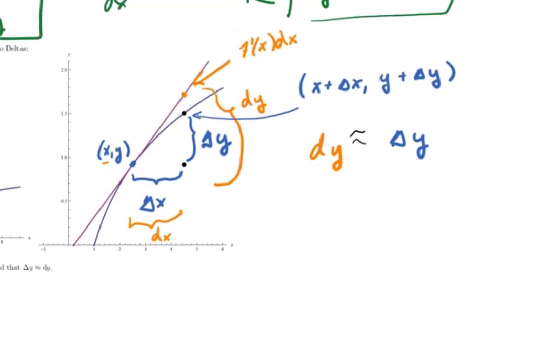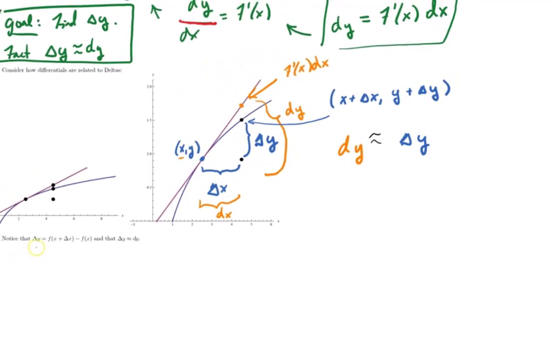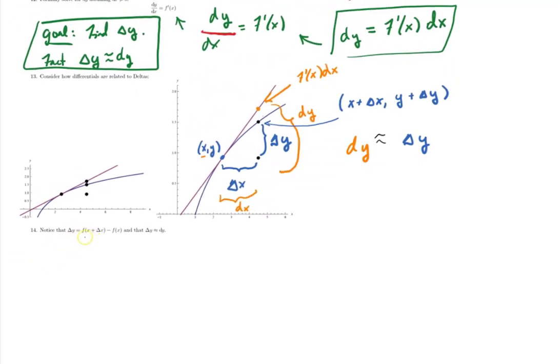Okay. So then here's a quick thing that we'll notice. We notice that delta y is approximately equal to f of x plus delta x minus f of x. This would be the new y value minus the old y value, which gives us the change in the y values. Specifically, if I wanted to know what the new y value is, it would be delta y, the change in y, plus f of x.